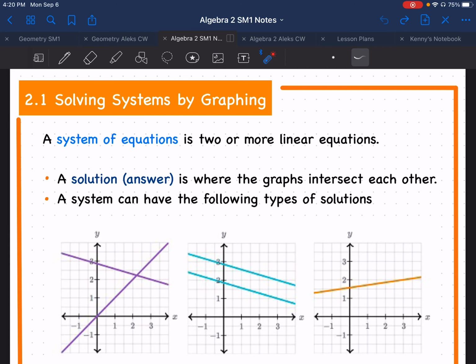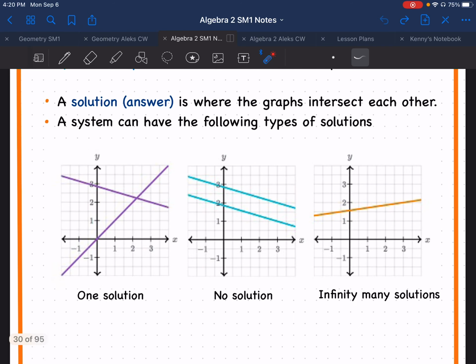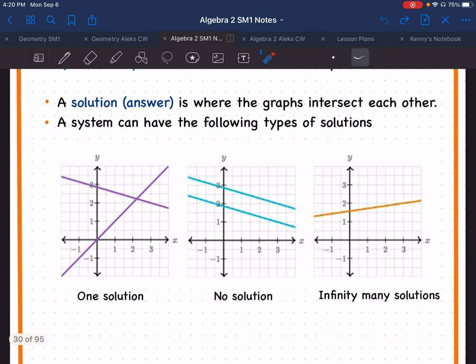A system can have the following types of solutions. It could have one solution, the point of intersection of the two lines. It could have no solution, where my lines are parallel and they're never touching, or they could have infinitely many solutions, where my lines are graphed right on top of one another because they're the same line.